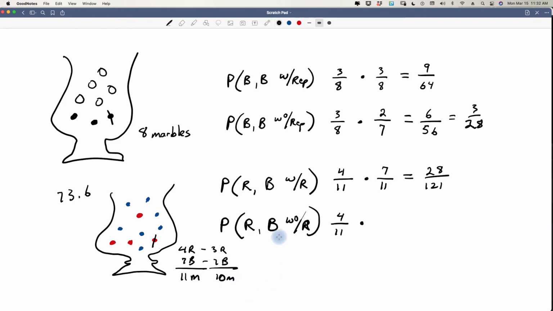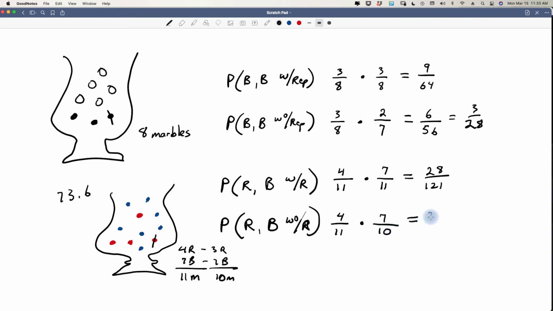right? So now we want to draw a blue marble. So what changes? The 7 is the same because we didn't pull out a blue marble. We pulled out a red marble. So the 7 stays the same, but our total number of outcomes changes because now we only have a total of 10 marbles in the bucket or in the urn. So that's what changes with the second pull, is the total number of outcomes.